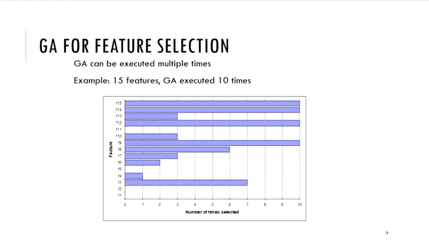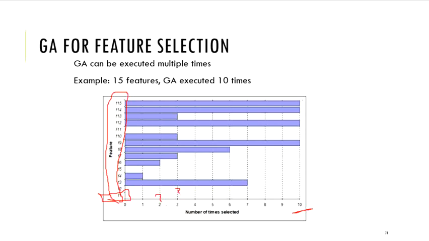Here is an example where we had those 15 features, and we executed our genetic algorithm, let's say 10 times. 10 times we executed GA and we saw how many times which features were selected. So we see that feature number 1 was never selected. We had 10 different runs of the genetic algorithm, but feature 1 never contributed to anything. Same is true for feature 2.